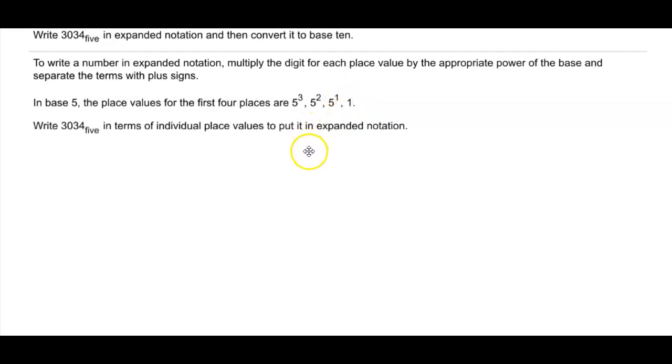So in base 5, the place values for the first 4 places are 5 to the third power, 5 to the second power, 5 to the first power, 5 to the 0 power, which is the same thing as 1. Now, we're going to write the following in terms of individual place values to put it in expanded notation.